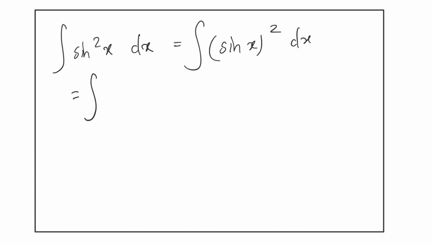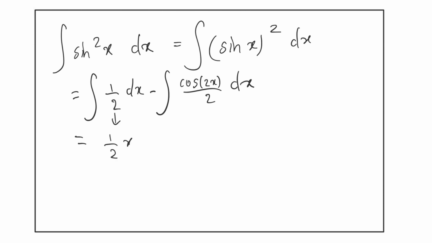So we can rewrite this as the integral of 1 over 2 dx. We're kind of splitting up our integral into two. So we'd have cosine of 2x over 2 dx. Here, application of the power rule, 1 over 2x, because if we differentiate 1 over 2 times x, we would get 1 over 2. So our original function is 1 over 2 times x. We can take out the constant here, which is a half.